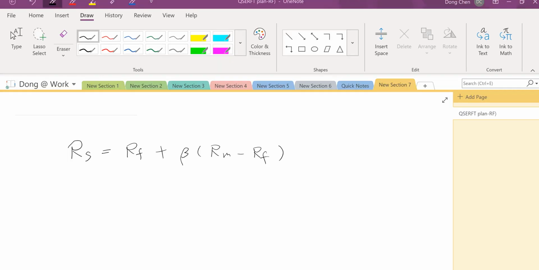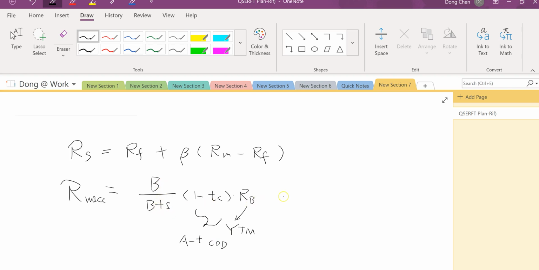So the WACC of the firm, if we write down the formula, is simply B over B plus S times (1 minus tax rate) times RB, so this is the cost of debt. This basically is YTM, and this (1 minus tax rate) times RB, or YTM, is simply the after-tax cost of debt. Plus S over B plus S times RS, the cost of equity. So that is the formula for the weighted average cost of capital of the firm.